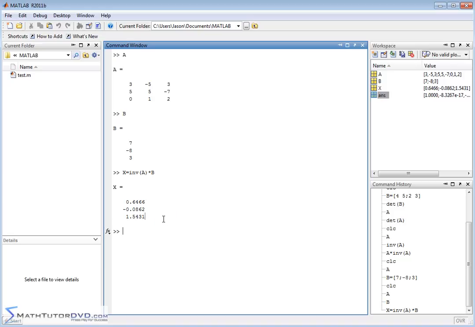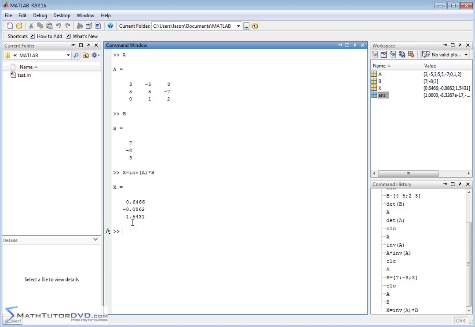So if you had a system of equations, one way you could solve it in MATLAB is to make a coefficient matrix. This is the coefficients on the left-hand side of the equal sign of your system. You make a column vector of what's on the right-hand side of the equal sign, and then all you do is take the inverse of A times B, and these are your answers.